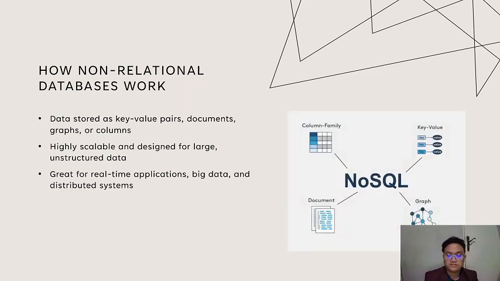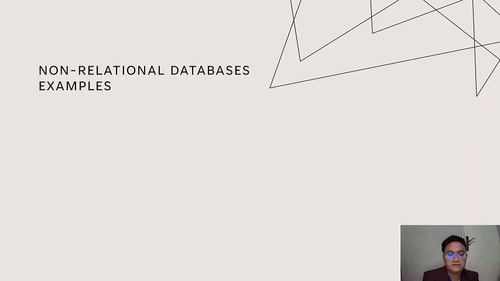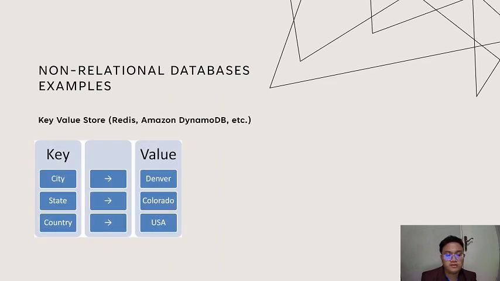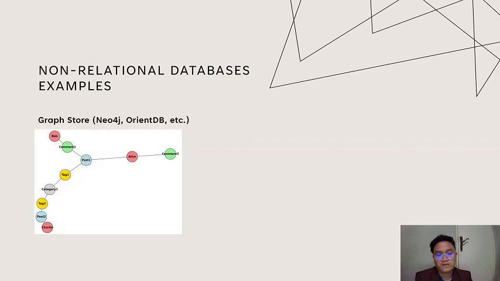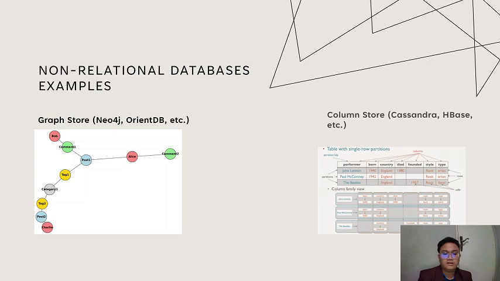Here are some types of NoSQL databases. Some examples of non-relational databases. The first one is key-value store, such as Redis, Amazon DynamoDB, etc. Next up is document store. We can use tools like MongoDB, CouchDB, etc. The third one is graph store. We can use tools like Neo4j or OrientDB. And lastly, column store. We can use tools like Cassandra or HBase.